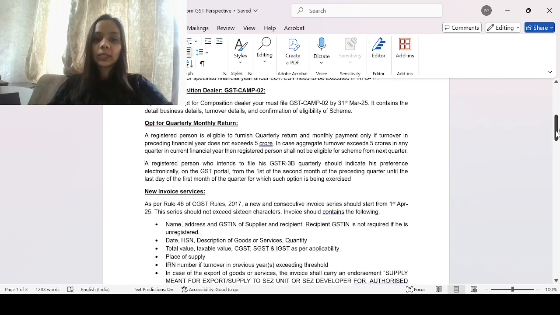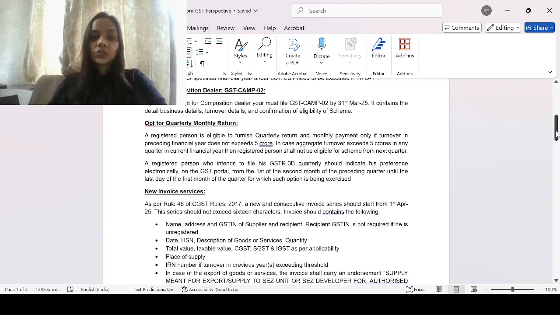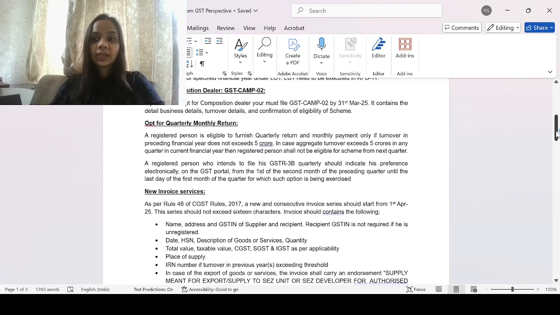Next one is the new invoice series. As you know, we have to maintain a consecutive invoice series, and that series should be unique for each financial year. If we are entering the new financial year from 1st April 25, then we should maintain a new unique invoice series from 1st April 25. We should get it implemented in our software so that we do not rush on 1st April 25.